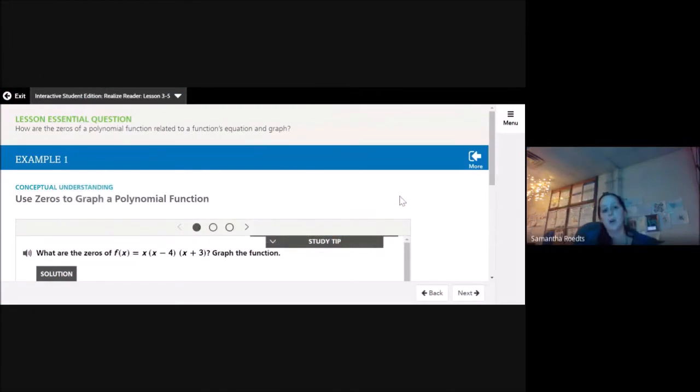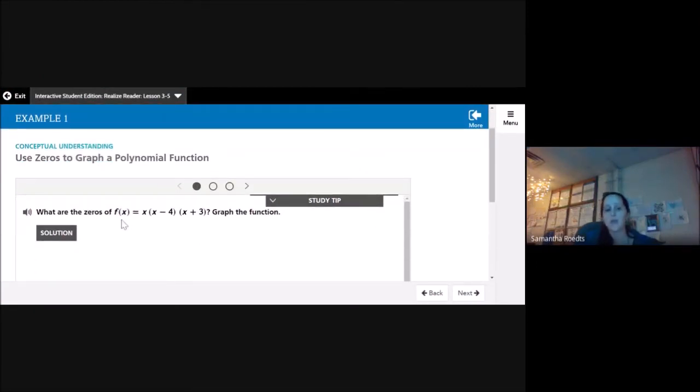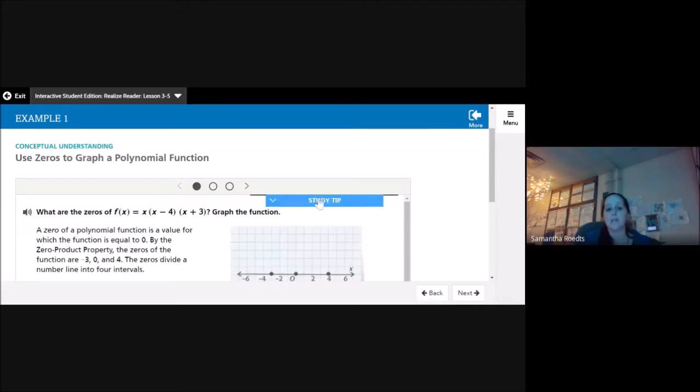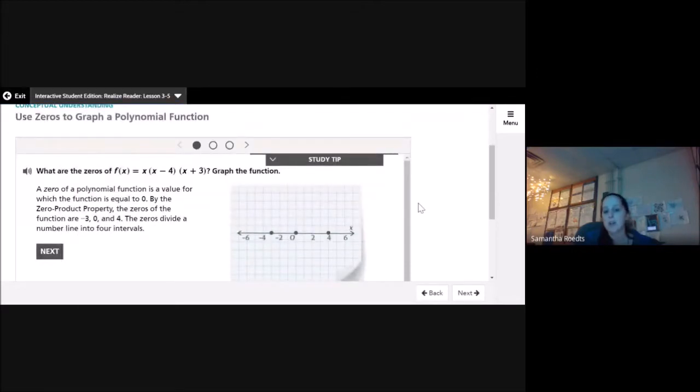All right, example 1, use zeros to graph a polynomial function. So what are the zeros of f of x equals x times x minus 4 times x plus 3? Graph the function. So a zero of a polynomial function is a value for which the function is equal to 0. By the zero product property, the zeros of the function are -3, 0, and 4.